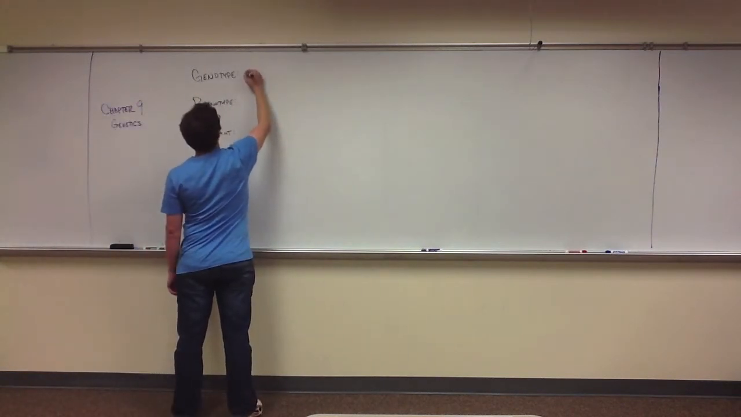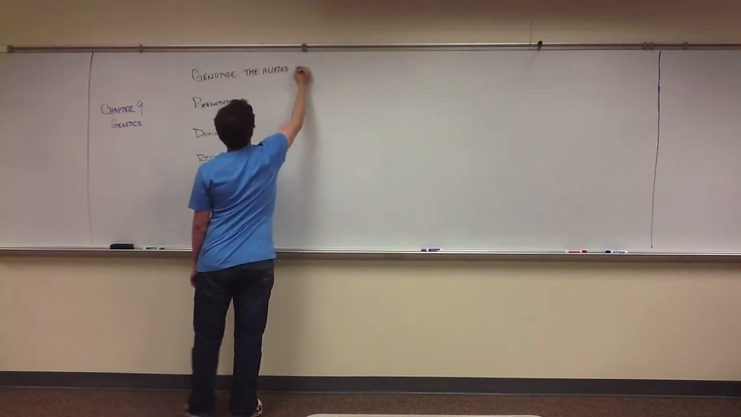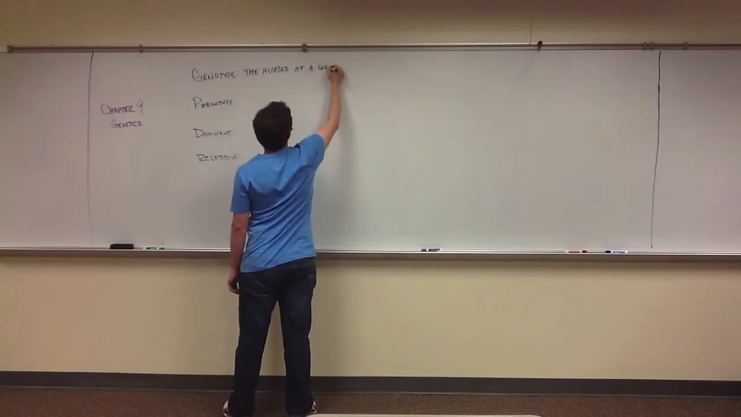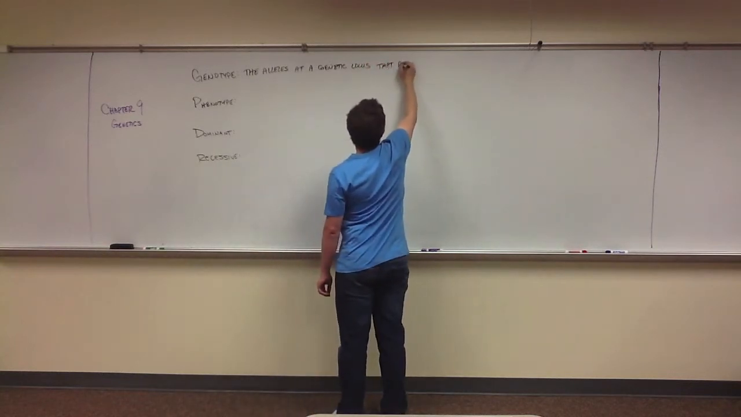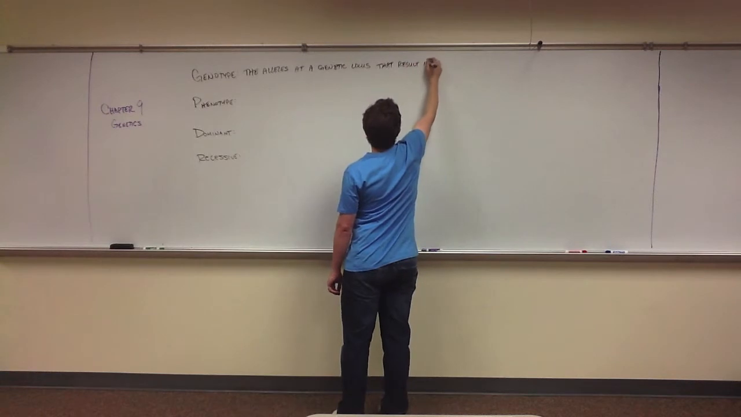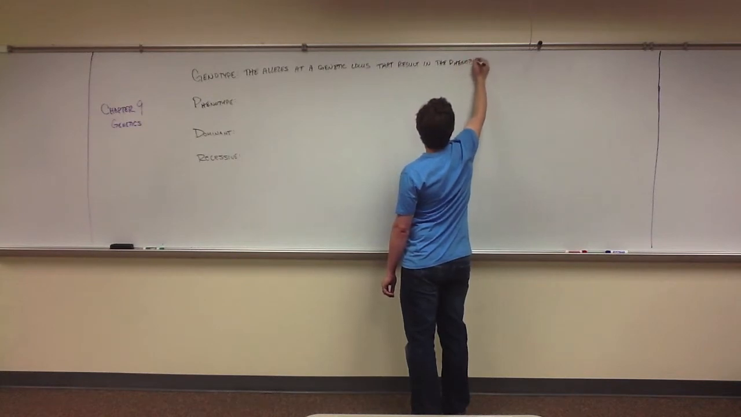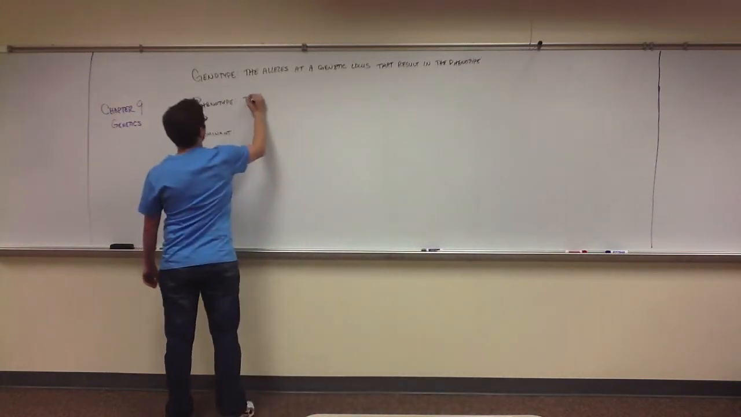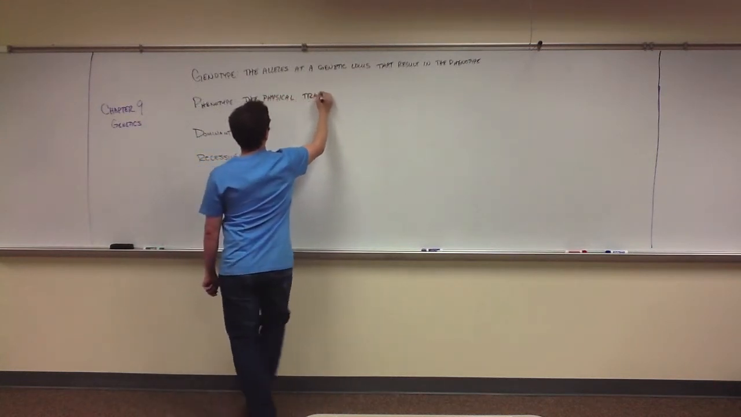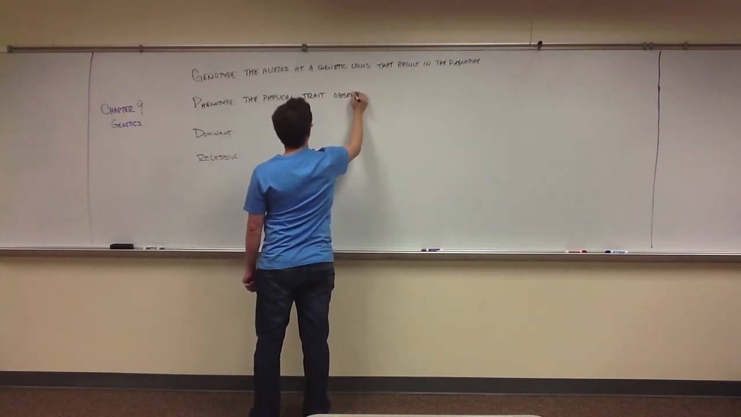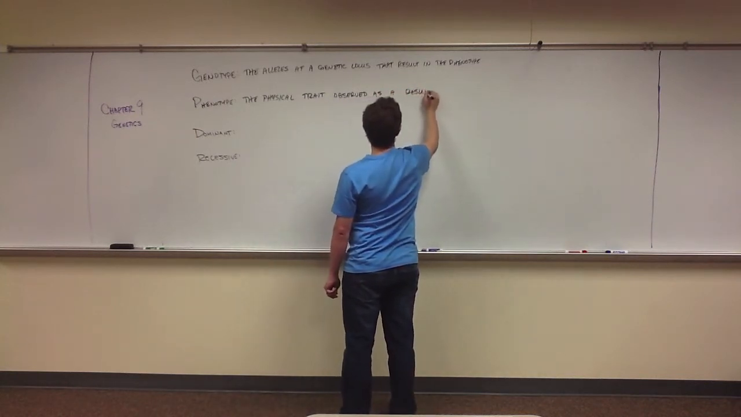All right, so the genotype represents the alleles at a genetic locus that result in the phenotype. The phenotype is going to be the physical trait observed as a result of the genotype.